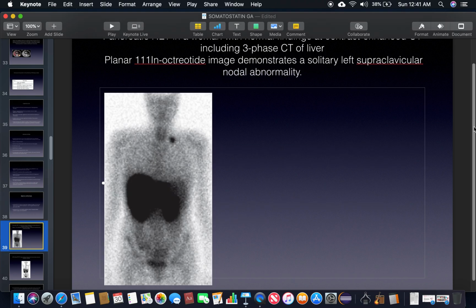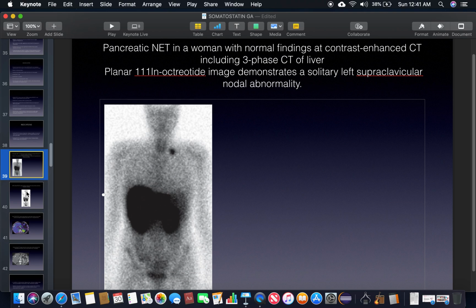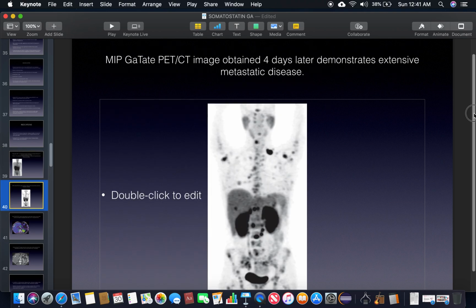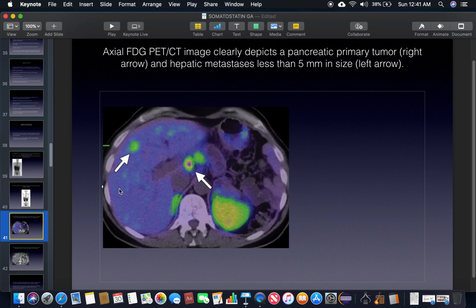Here is an example of a person who had an indium scan, which shows a left supraclavicular node. Following this, 4 days later, they repeated the study with the PET CT using gallium, and you see how many additional new sites have been identified besides this supraclavicular lymph node, which was only visible on the indium study.